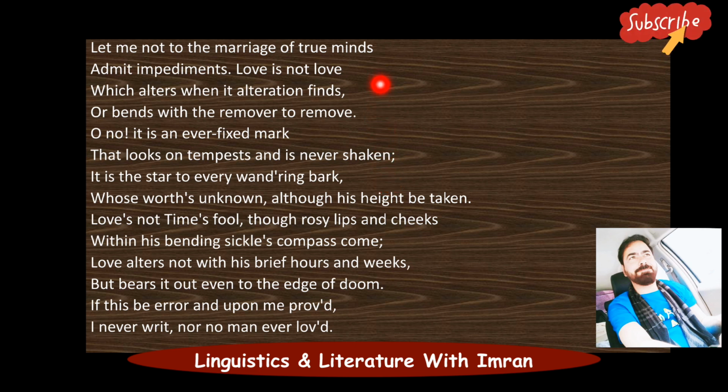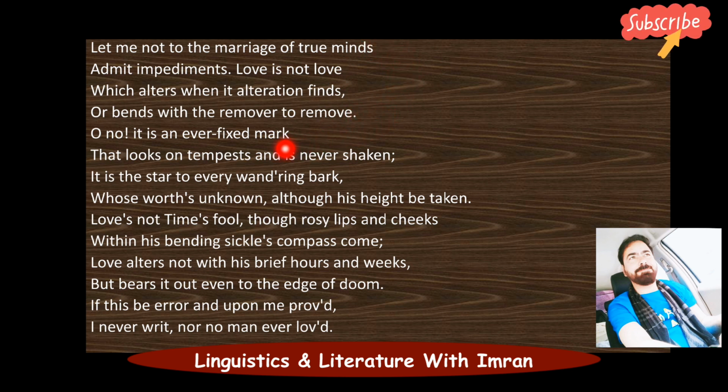You can see the last word of the first line, minds, rhymes with the last word of the third line. So minds and finds. And the last word of the second line, love, rhymes with the last word of the fourth line, that is remove. So we can put here A and B, A and B. So minds and finds, A, and love and remove, B and B. So this is the first quatrain.